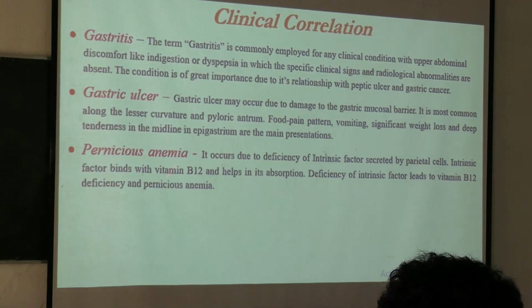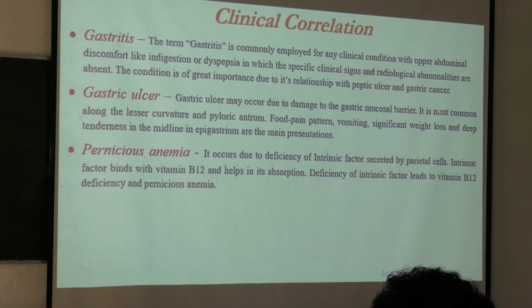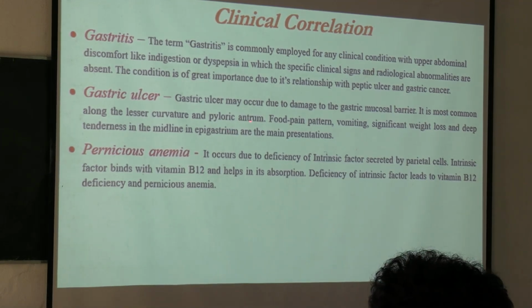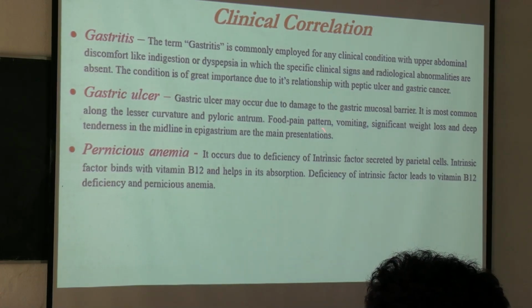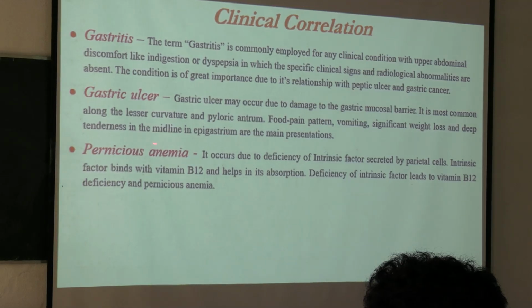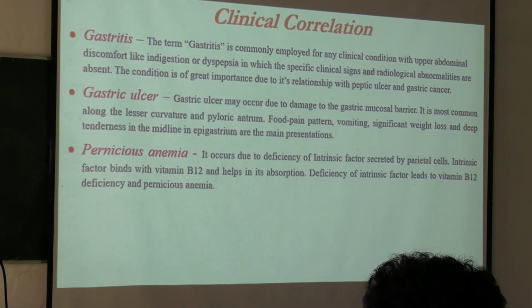Next is gastric ulcer. Gastric ulcer may occur due to damage to the gastric mucosal barrier, and it is most common along the lesser curvature and pyloric antrum. Food pain pattern will be there. Vomiting, significant weight loss, and deep tenderness in the midline in the epigastrium are the main presentations. Okay.